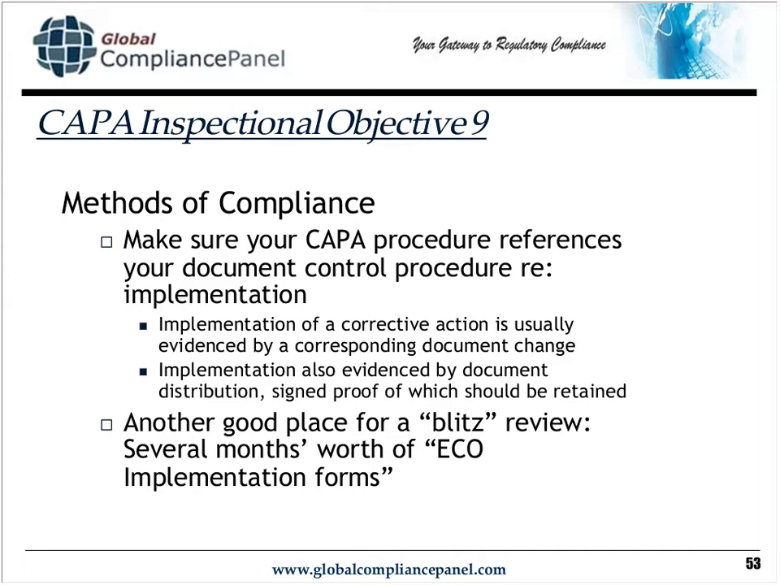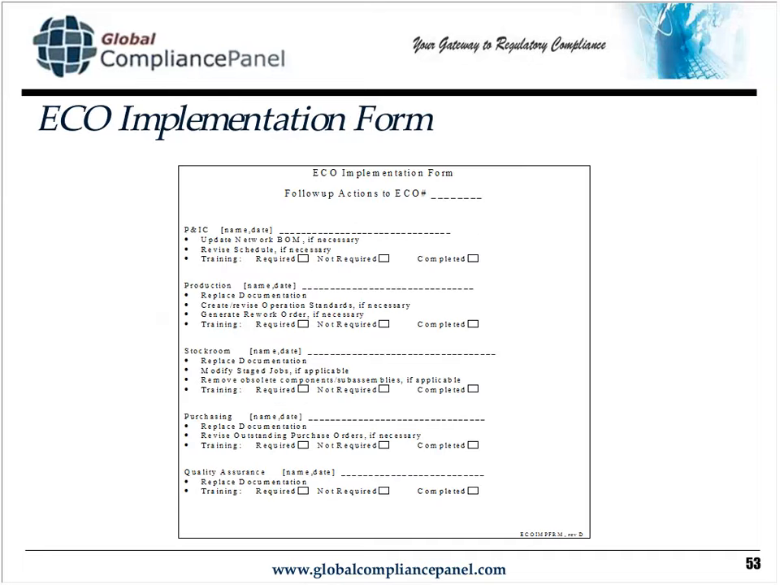Other firms still use hard copy distribution of their documents, in which case there's a hard copy distribution document that goes throughout, and you've got to prove, I've got to prove as head of quality that I've received this new inspection document. So I'm going to sign a document, then I'm going to pass it on to the head of purchasing, and she's going to document that she received a copy of the purchasing document. So another good place for a blitz review, if you look at these, what I'll call ECO implementation forms for several months, you'll make sure that they are completely filled out.